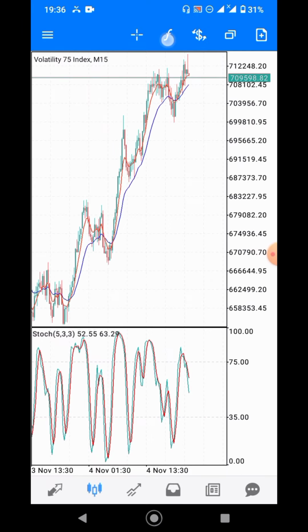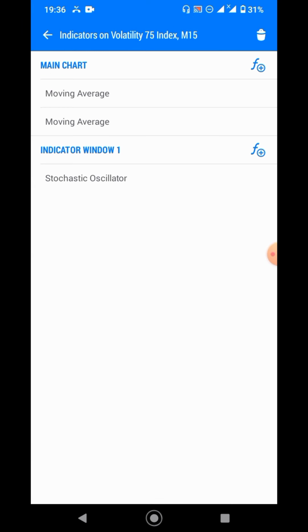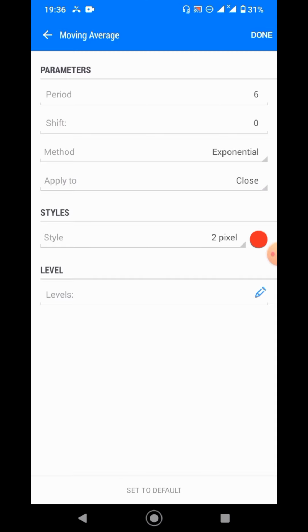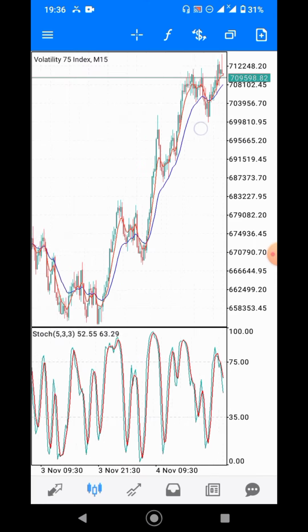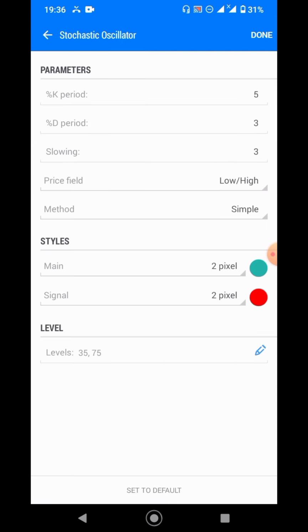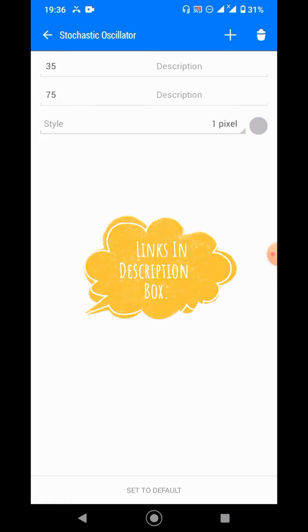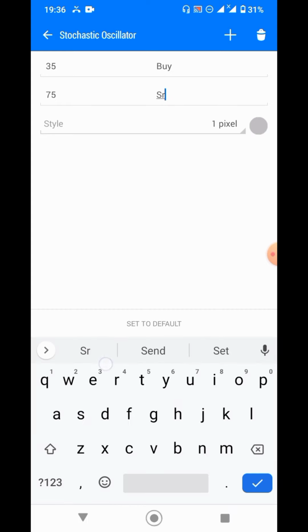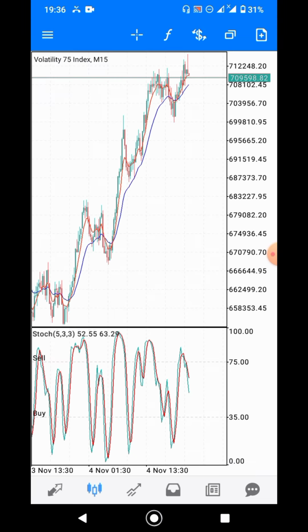So let me give the settings. First of all, I'm going to add a moving average 6, exponential, close, red. You click done. The second is moving average 18, exponential, blue. You click done. And finally, in your indicator window one, you're going to add the stochastic oscillator. You can use the setting 5, 3, 3, and the levels are 35 and 75. So let me just put it in the description. You can click done.